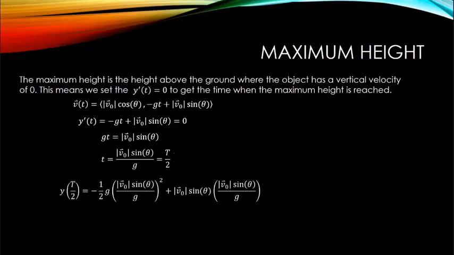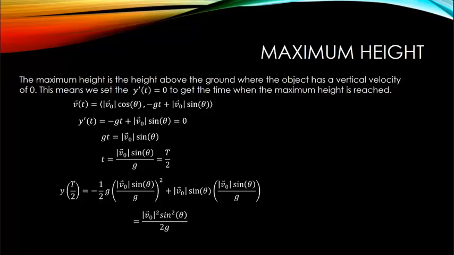If I then plug half the time of flight into the y function itself, I get negative 1/2 times g times the quantity magnitude of v naught sine theta over g, squared, plus the magnitude of v naught times sine theta times the magnitude of v naught times sine theta over g. This simplifies to the magnitude of v naught squared times sine squared theta over 2g. This gives me the maximum height of the object after t is equal to 0.